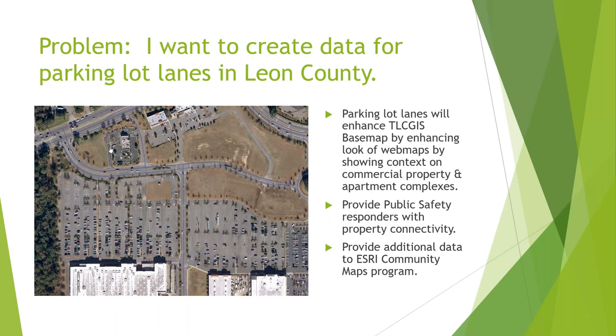Okay. So for a number of years, we have wanted to create a data set of parking lot lanes / connectivity lanes to use in our base map products. This data set would serve the purpose of enhancing our base maps by providing additional content and context on commercial parcels and areas, say like apartment complexes, and any place where there is a path that emergency services / public safety could take that would be useful for them. Okay. We additionally could provide this information to our community maps project.